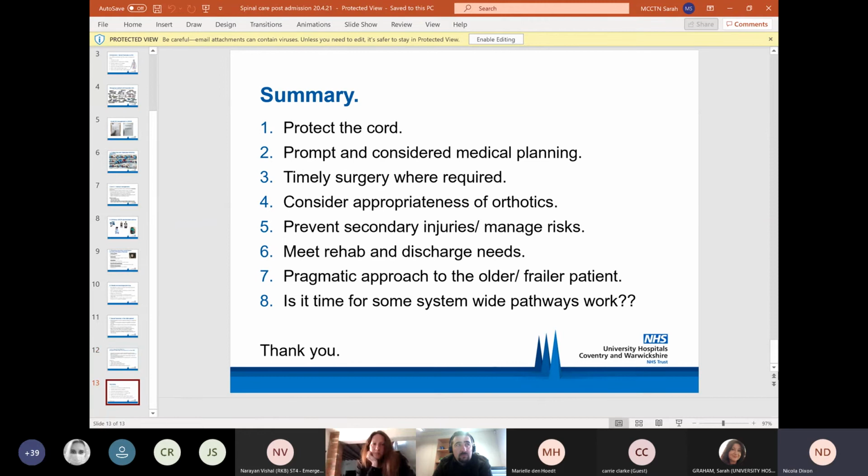is looking at the areas I suggested at the beginning that we needed to consider, but with some slightly different wording. So first and foremost, yes, we're protecting the cord. The second, we want prompt and considered medical planning, and we want timely surgery where it's required. We need to consider the appropriateness of orthotics.